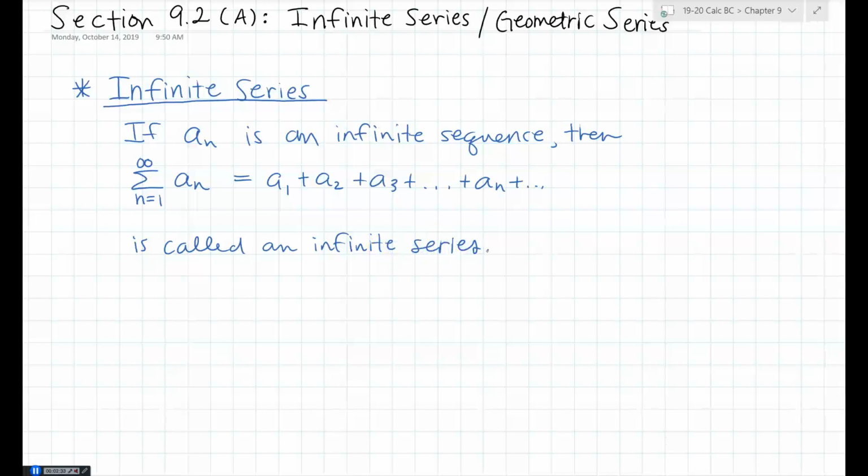Now remember, in section 9.1 we talked about how an infinite sequence would be like a sub 1, a sub 2, a sub 3, etc., all the way up to a sub n and so on, right? So we would say that a sub 1, a sub 2, a sub 3, etc. are the terms of the series.